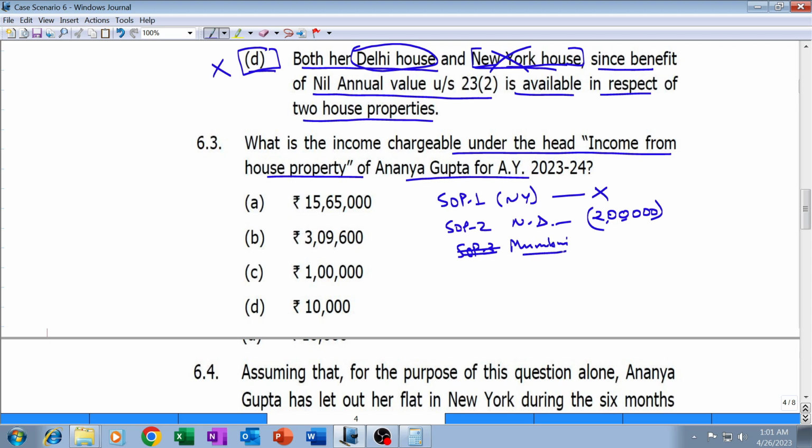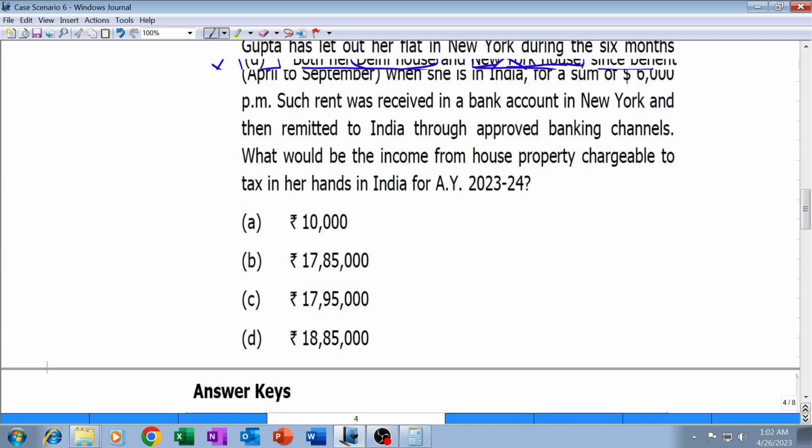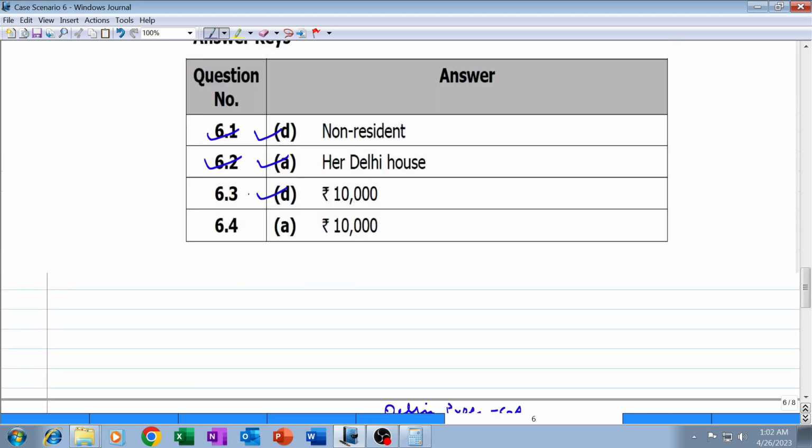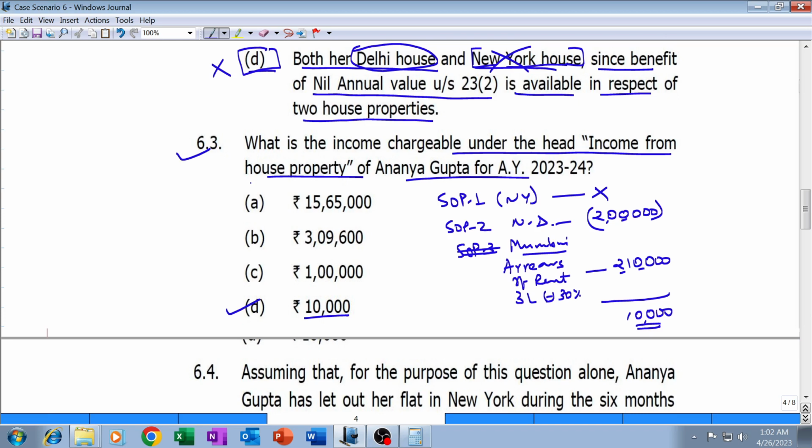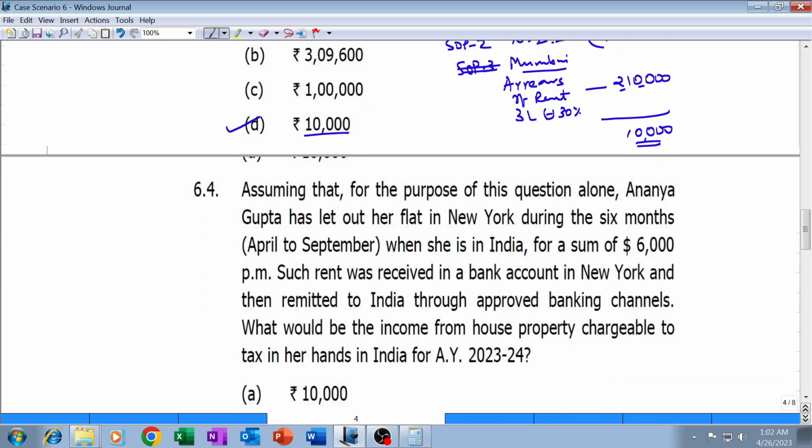Now the Mumbai based property is already sold last year, but there are arrears of rent received in the current year. Arrears of rent after standard deduction will be taxable at 2,10,000. It is 3 lakh minus 30% of 3 lakh standard deduction, 2,10,000. Therefore taxable income would be only 10,000. Correct answer is D, 10,000. Let's check what's Institute's answer for 6.3. Institute's answer is also 10,000. Our answer is correct. It is because of arrears.